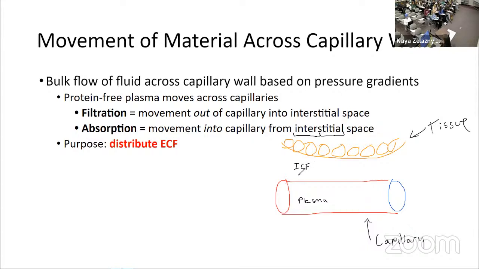The two types of movements we're talking about: when we move fluid from the plasma into that interstitial space, this is filtration. That arrow I just drew is filtration. And the reverse is absorption. If we have fluid in this interstitial space, we have movement from that area back into the capillary. That's absorption.